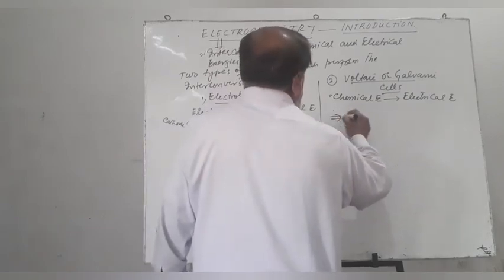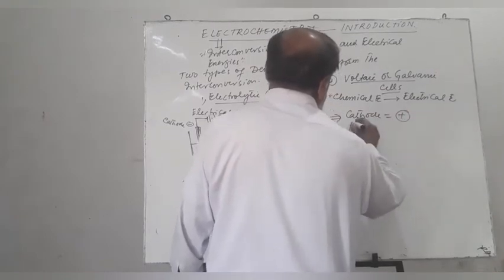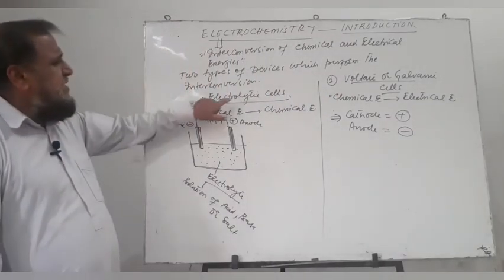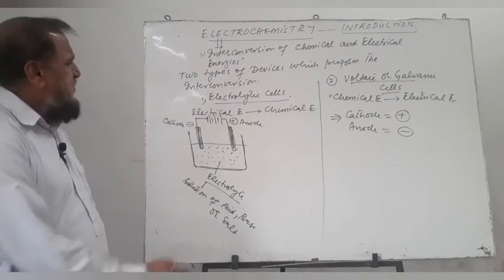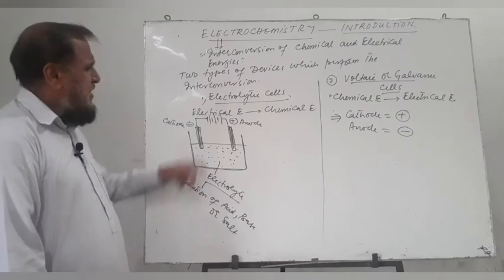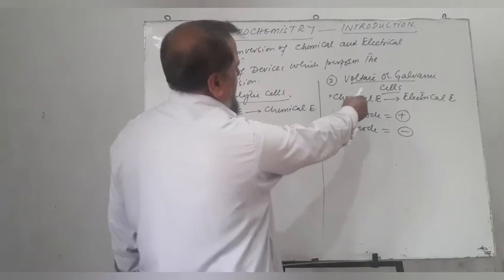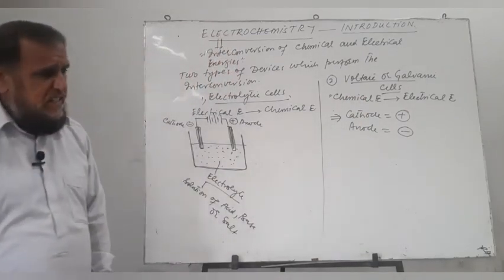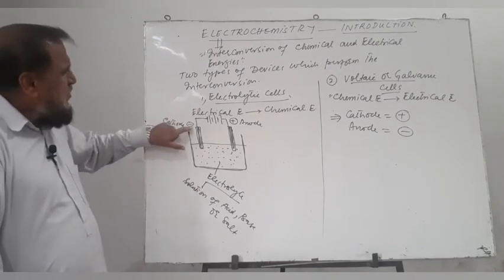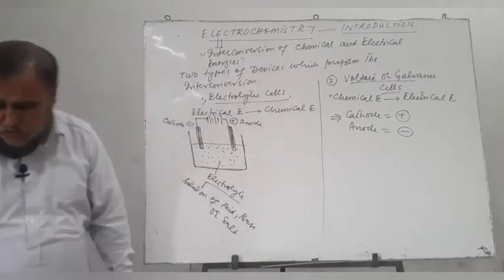The main feature of these cells is that cathode has a positive charge. Cathode is positively charged and anode is negatively charged. So there are two main differences between electrolytic cell and voltaic cell. The first difference is that electrolytic cells convert electrical energy into chemical energy as a result of a chemical reaction which is otherwise non-spontaneous, while voltaic cells convert chemical energy into electrical energy as a result of a spontaneous chemical reaction. While in electrolytic cell, the cathode is negative and anode is positive, in voltaic cell, the cathode has a positive charge and anode is negatively charged.